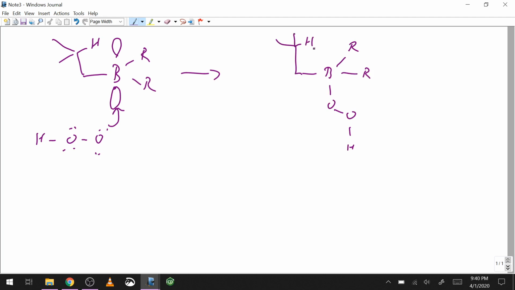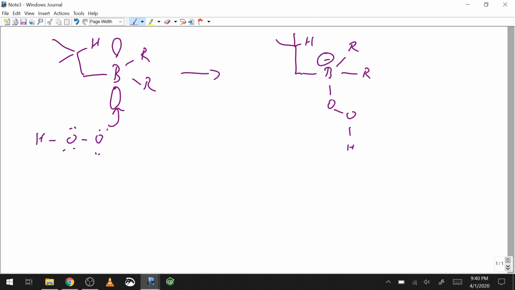And so we got this now anionic boron. And this is a little bit of an unstable state. Peroxides are a little bit weird to begin with. That oxygen to oxygen single bond is generally not considered to be stable.